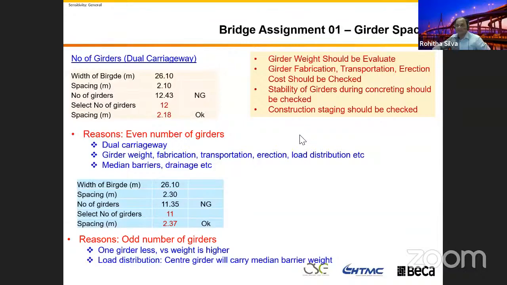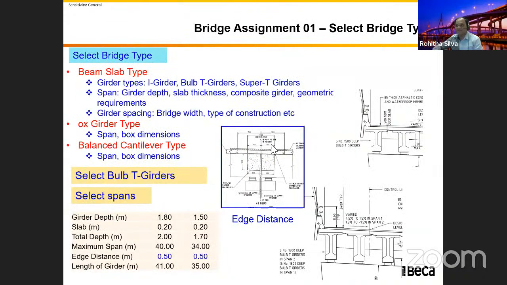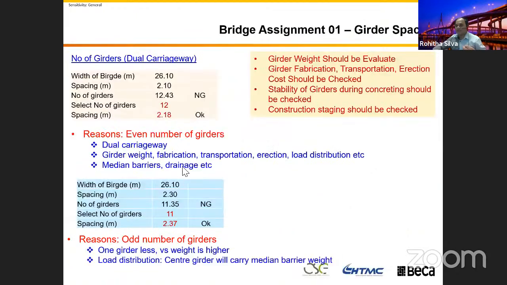I again apologize because this slide should have been discussed before that one. So you select your span, you select the number of girders, then you need to select the span arrangement. Any questions up to now, please? Is it clear or is it confusing?